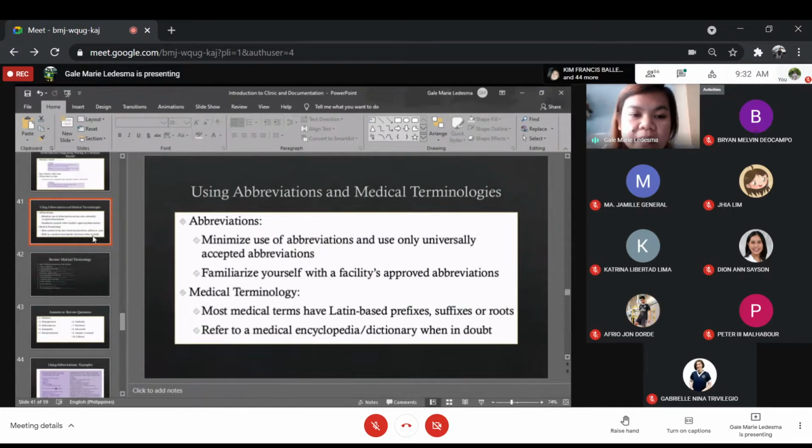Ara siya sa Ketenbaka. Okay, so using abbreviations and medical terms. So abbreviations to minimize use. Always remember, minimize lang ang use of abbreviations and use only universally accepted abbreviations. So hindi ka na mag-ubra-ubra sa imong abbreviation na ikaw lang kayong shinti. Okay, unless kung mayroon ka own clinic mo and then pag gusto ka kung anong abbreviation gamiton ninyo sa inyong clinic. And familiarize yourself with facilities approved abbreviation. So every facility, no, kung diin ka man na-assign, malay mo sa COLEMED, they have a different na documentation format. So you need to follow that.